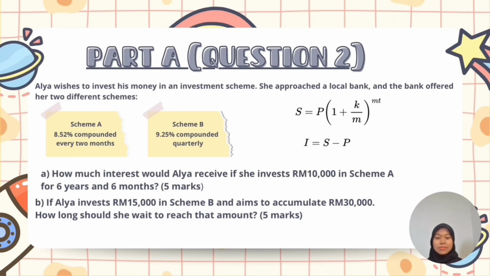For A, how much interest will Alia receive if she invests RM 10,000 in scheme A for 6 years and 6 months? For B, if Alia invests RM 15,000 in scheme B and aims to accumulate RM 13,000, how long should she wait to reach the amount? From the question we read, this question is about compound interest. So the formula we can use is S equals P (1 plus K per M) power MT. For the interest, I equals S minus P.